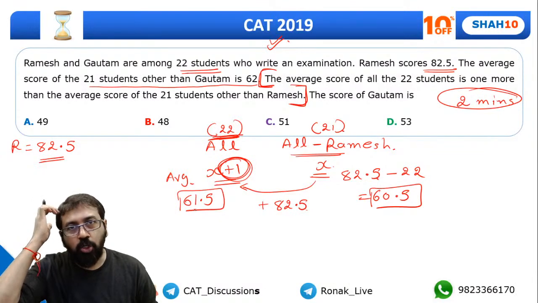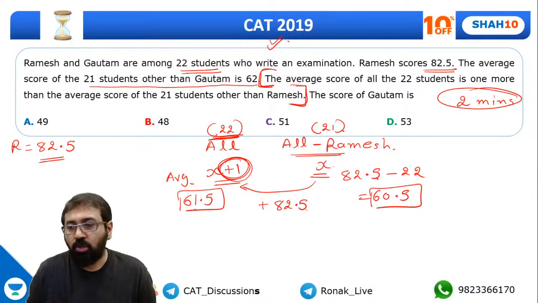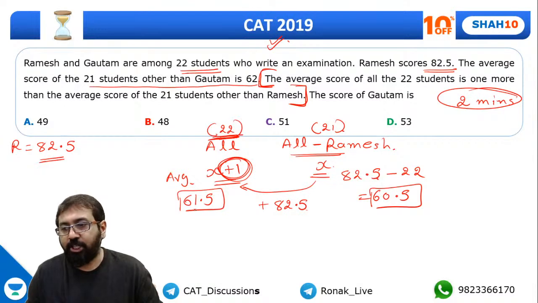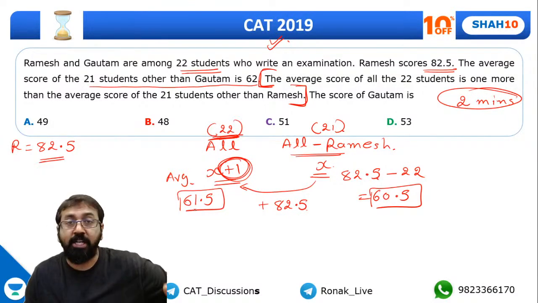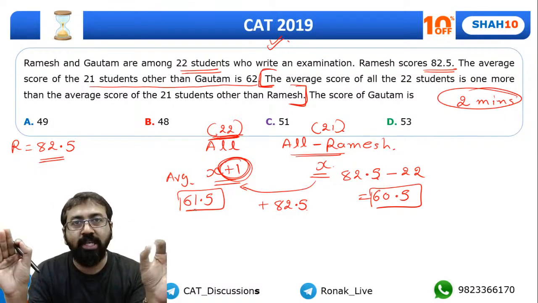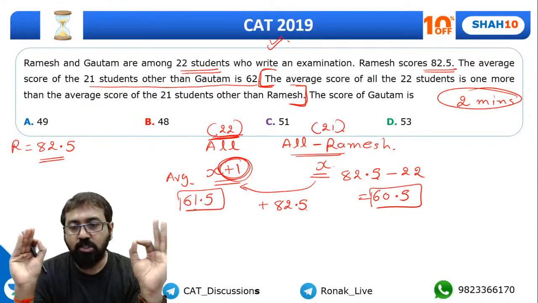Vishnu will not do it this way. Why should we get into such complicated calculation, 22 into 82.5 minus 21 into 62? I'm not doing any such calculation. I'm just going by concept.